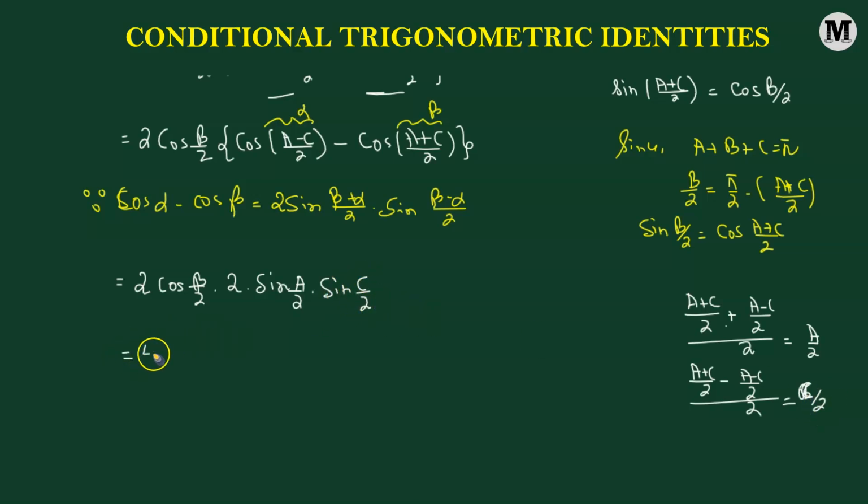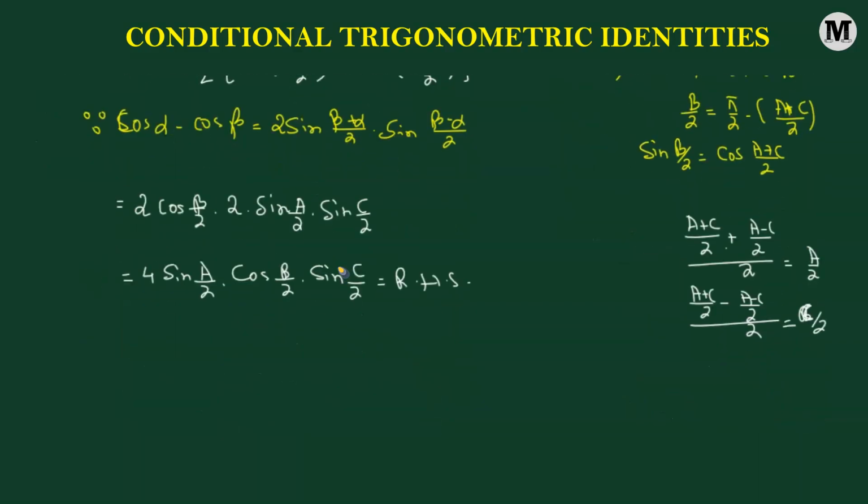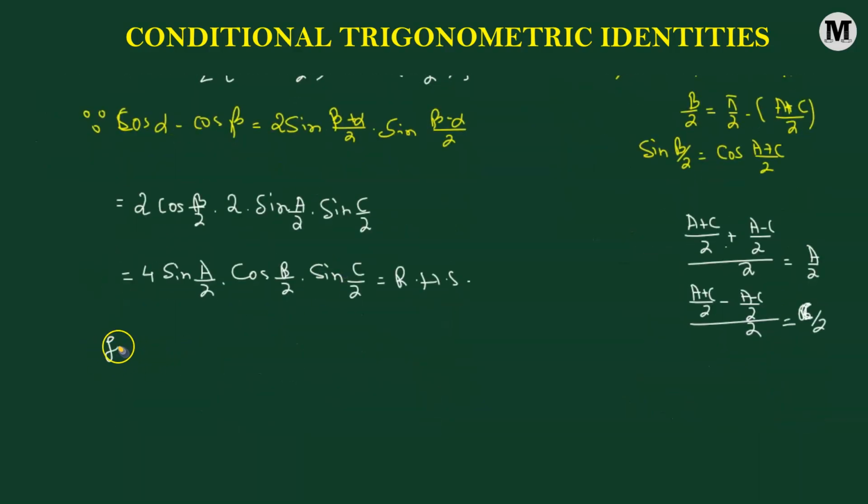So finally we get 4 times sine of the angle a over 2 multiplied to cosine of the angle b over 2 times sine of the angle c over 2. And this is exactly the expression on the right hand side. So let's verify. We have 4 times sine a over 2 times cosine b over 2 times sine c over 2. So here we have successfully verified that the left hand side equals the right hand side. Hence proved.